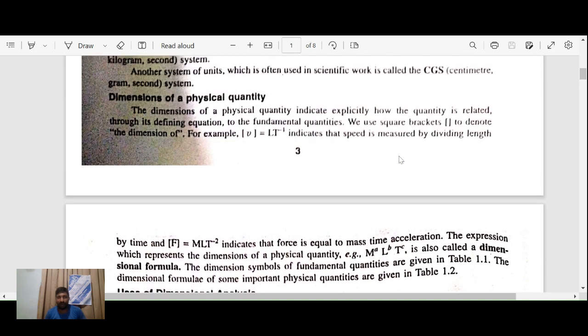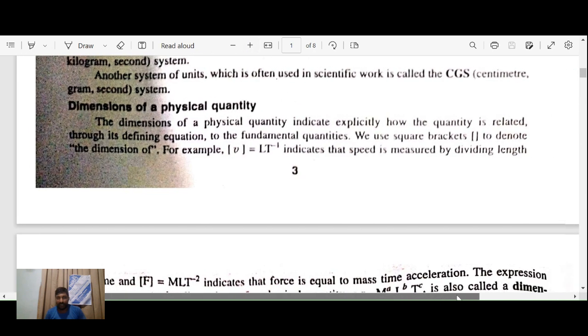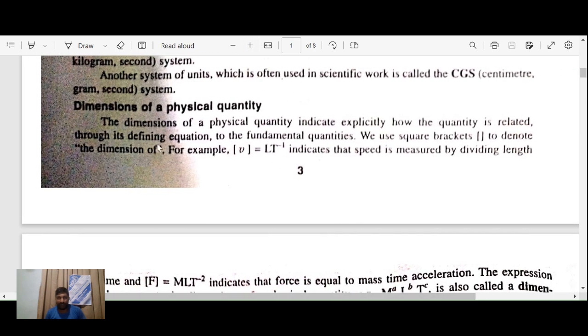Now, see how we find the dimension of a physical quantity. Now you can see the rules of that. I will enlarge it and show you, then it is very easy for us to understand. Now look at this. We have to use square brackets to denote the dimension of. For example, dimension of v. How do you read it? Dimension of v, open square bracket v close square bracket, equals capital L capital T to the power minus 1. This indicates that the speed is measured by dividing the length by time.